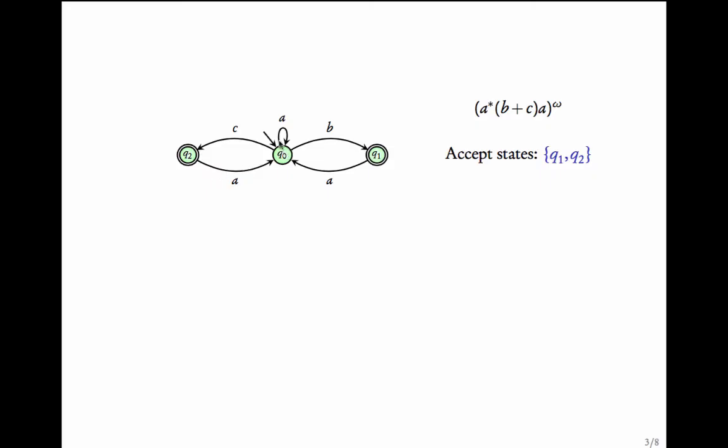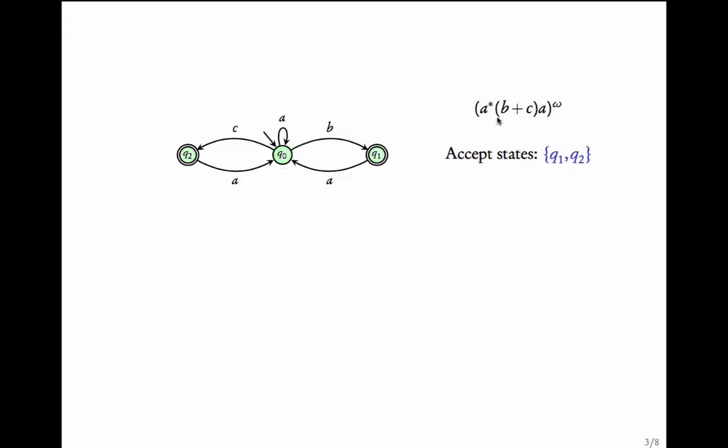On an A, Q0 keeps looping at Q0. When there is a B, from Q0 the automaton goes to Q1 and immediately it has to see an A. If there is a C, then it goes to Q2 and immediately it has to see an A. So what do the words accepted by this automaton look like? It reads some number of A's followed by either a B or a C. After that, immediately an A follows, and this pattern keeps repeating infinitely often.